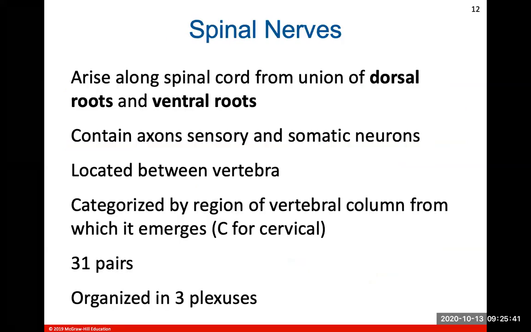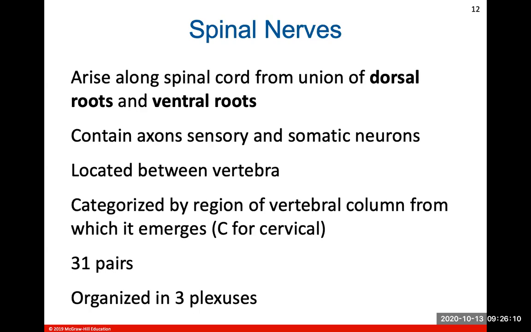Spinal nerves will arise along the spinal cord from the union, or merging, of the dorsal root and ventral root that are coming from the spinal cord segment. They will contain axons of both sensory and somatic neurons. They're located between your vertebra bones, and they're categorized by the region of the vertebral column from which they emerge. So C for cervical, T for thoracic, L for lumbar.